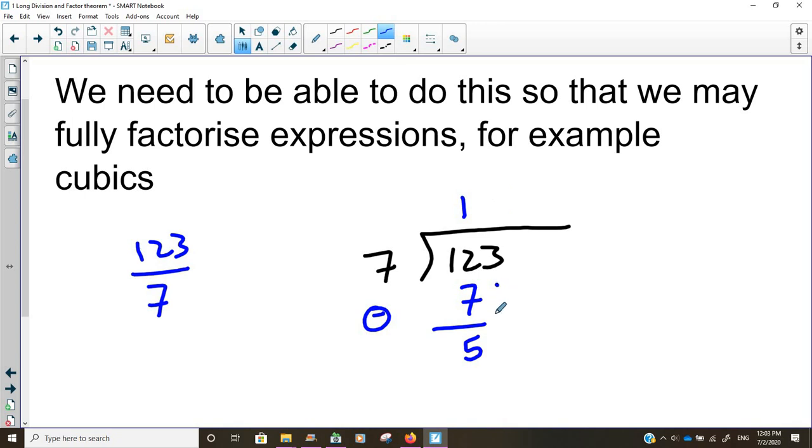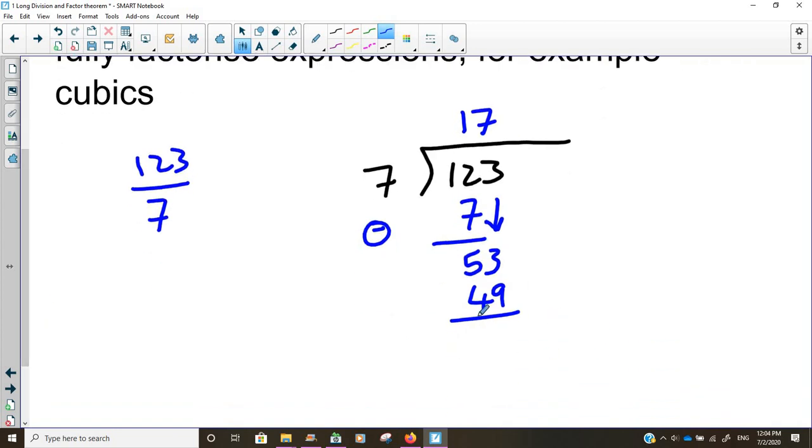Now bring down the next digit, okay, and we start again. So 7 into 53 this time. Well, 7 7s are 49, so I put the 7 up there and multiply that 7 by the 7 and write the answer underneath the 53. 7 7s are 49, and again we're going to subtract, and we get the value 4. Now we have no digits left, so 17 remainder 4 is the answer.